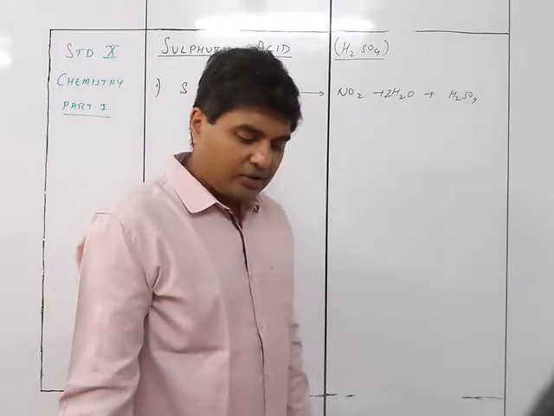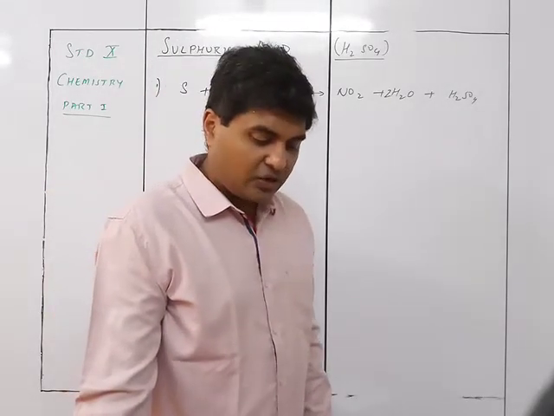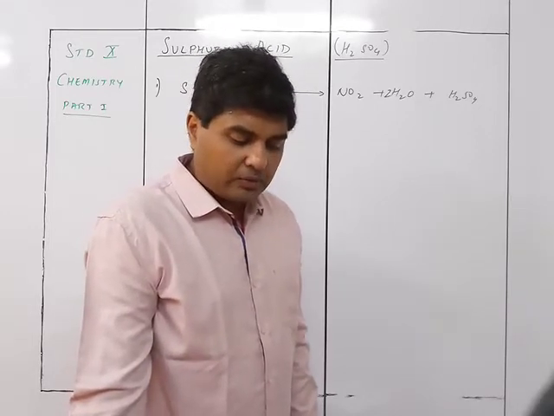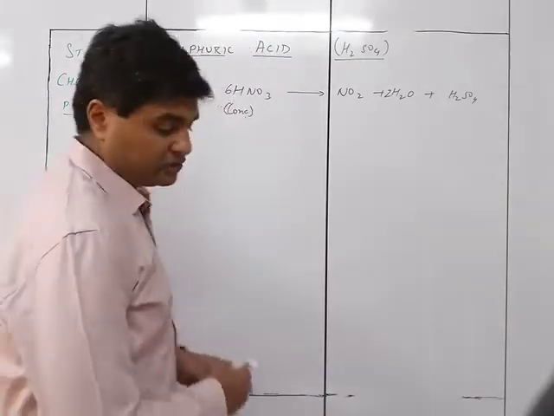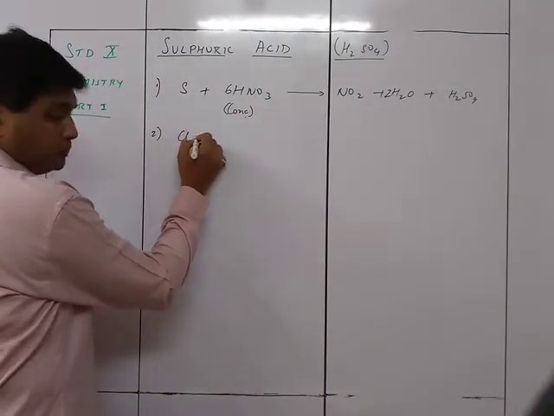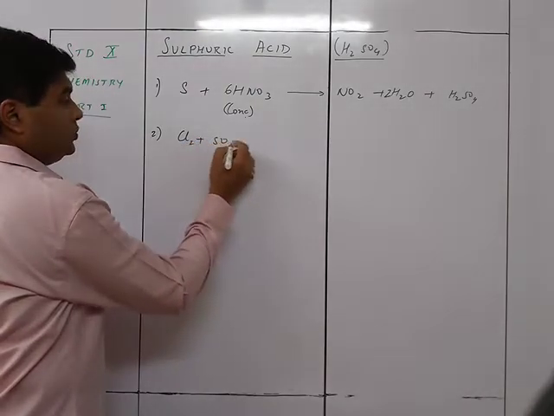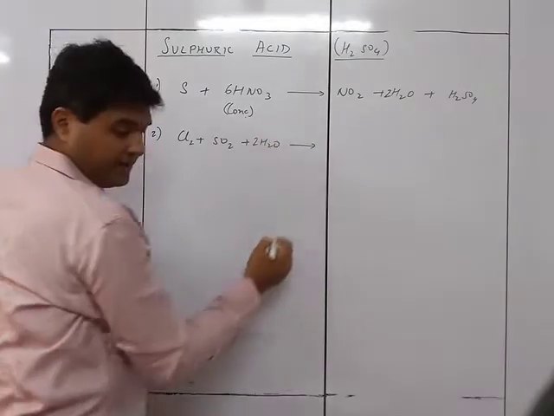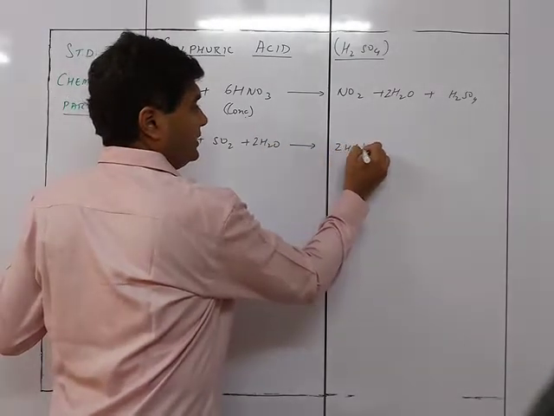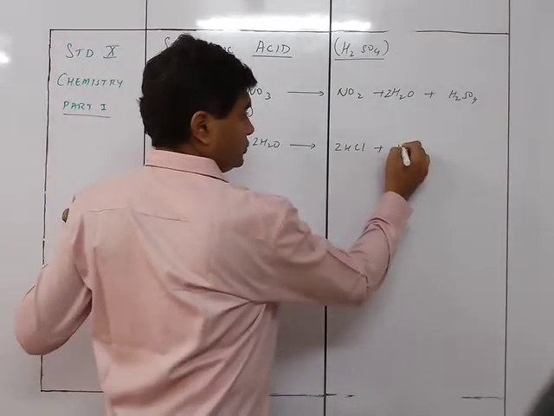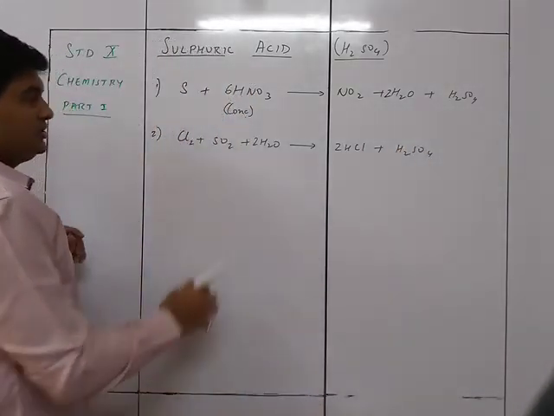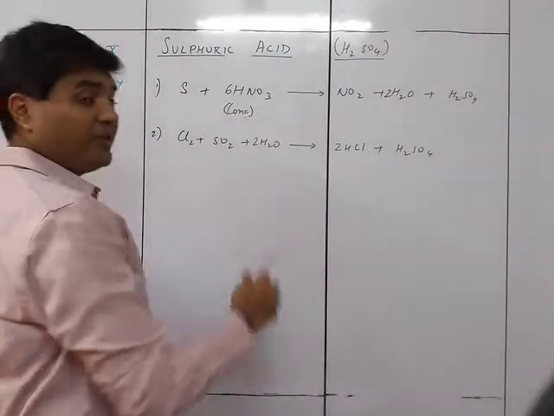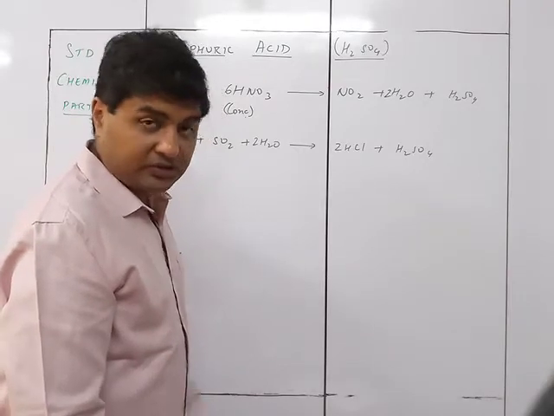So conversion of sulfur to non-volatile sulfuric acid is by action of heat on nitric acid and sulfur. Second is passage of chlorine through an aqueous solution of sulfur dioxide. So when you have chlorine, Cl2, passed through SO2 plus water H2O, this is going to give you in the result 2HCl plus H2SO4. So this is the reaction which gives you sulfuric acid, that is reaction of chlorine with sulfur dioxide and water. The aqueous solution is of sulfur dioxide.